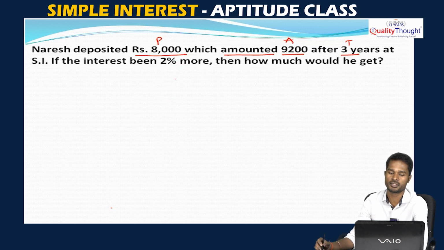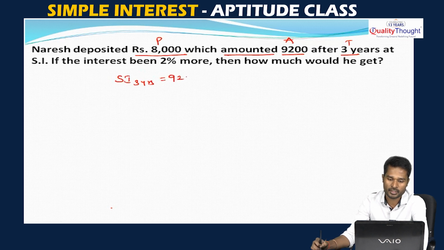First, we will find out what the original rate of interest is. Naresh deposited 8,000 which amounted to 9,200, meaning the principal amount is 8,000 and the total amount is 9,200. So the simple interest for 3 years, because he has given 3 years, is the total amount 9,200 minus the principal amount 8,000. That is simple interest for 3 years, which is 1200 rupees.